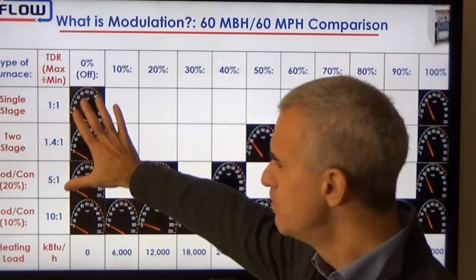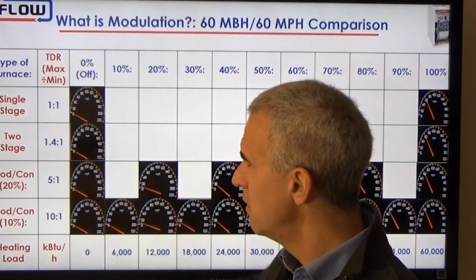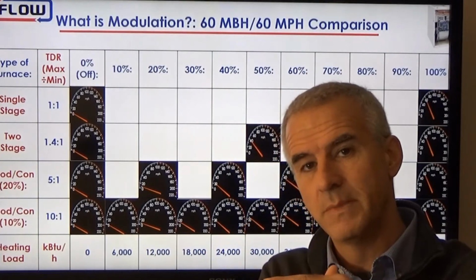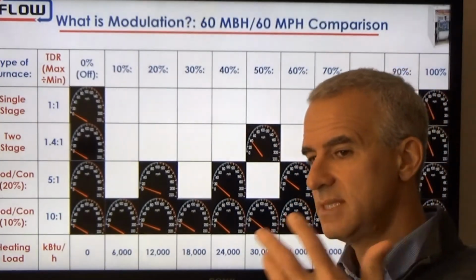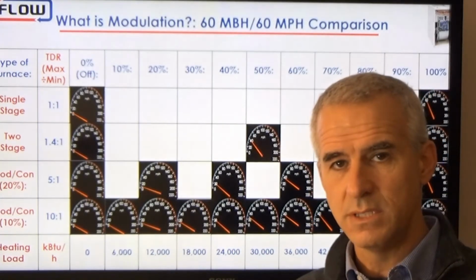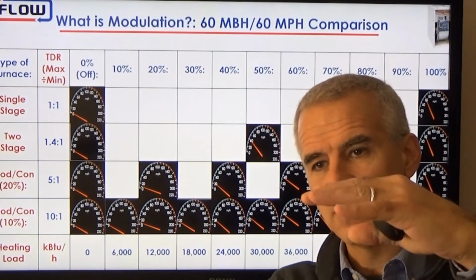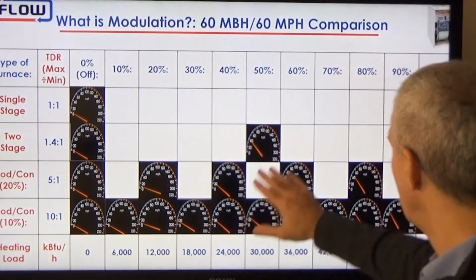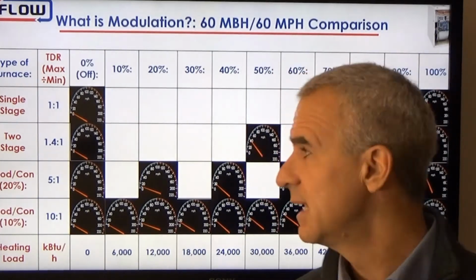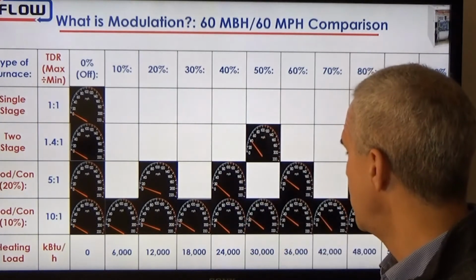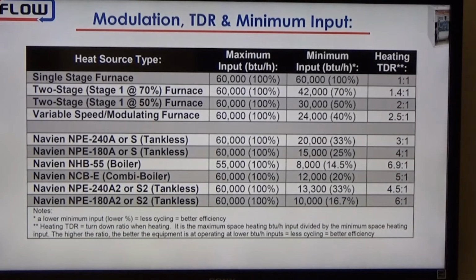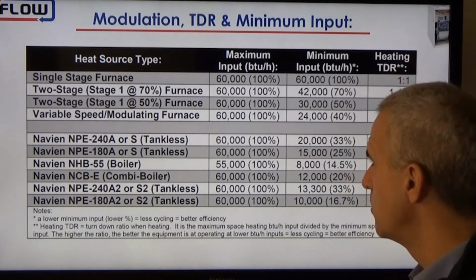And we have what we call a turn down ratio, and the turn down ratio is the maximum input divided by the minimum. So if I have a 60,000 BTU furnace with a minimum input of 30,000 BTUs, 60,000 divided by 30,000 is 2-to-1. So that would be a 2-to-1 ratio on a furnace that has a 30,000 BTU input. So now let's look at some actual equipment and we'll put that into use.